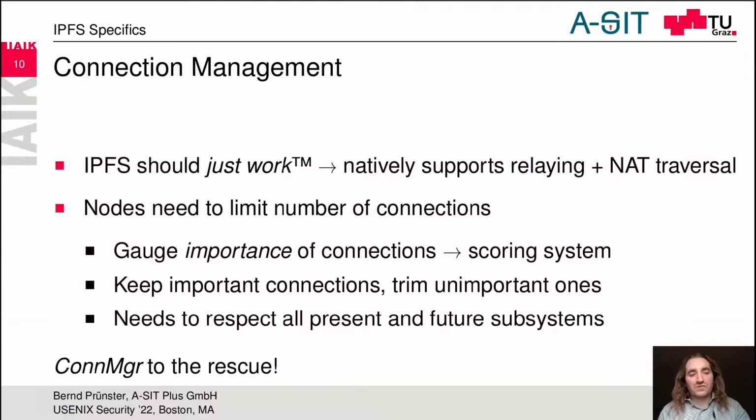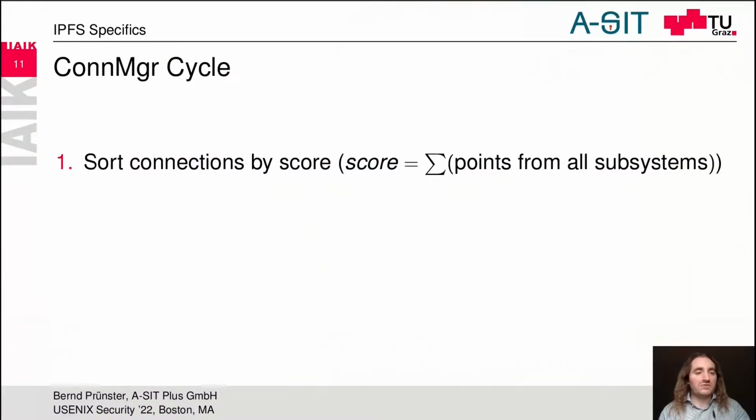And they have introduced a connection manager to tackle this issue. So how does it work? Well, first of all, the connection manager sorts all connections by score, which is just the sum of points from all subsystems. Usually this is something like 15 or 20 or 10. Then it counts the connections.